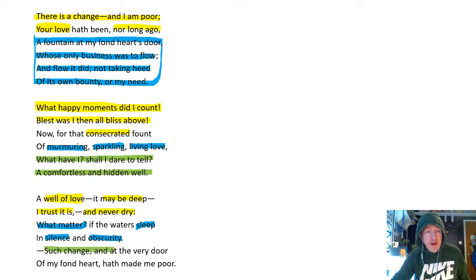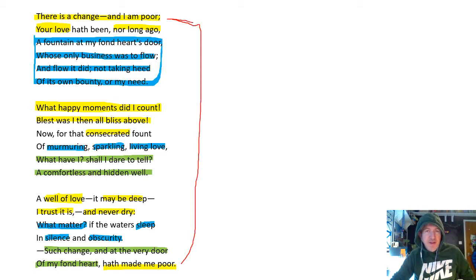Such change, and at the very door of my fond heart. The narrator brings us back to the idea of his fond heart. It was there in the first stanza as well, and it gives us a sense that the narrator is not heartbroken, but is certainly very upset at the change in the relationship, and a repetition of the first line in the last half of the last line, may be poor. So creating a link between the end and the beginning, which as a consequence makes it feel like the situation is just never going to change.